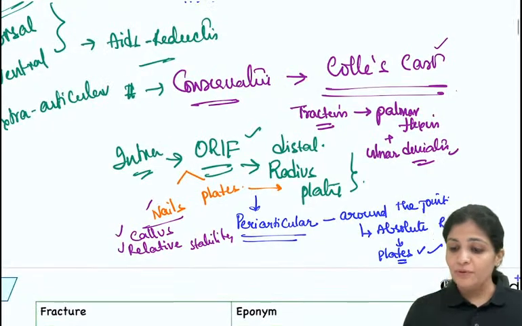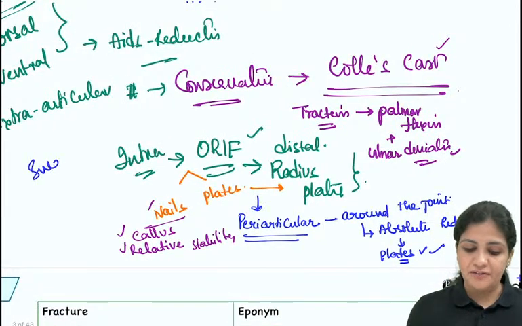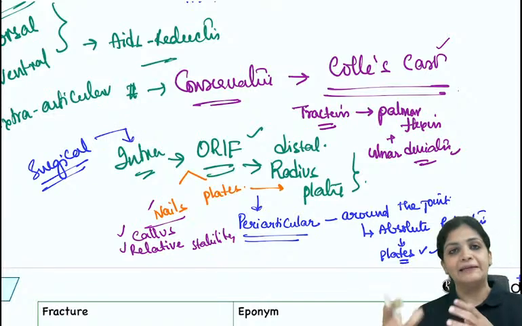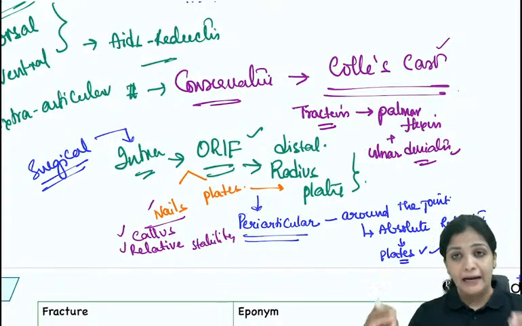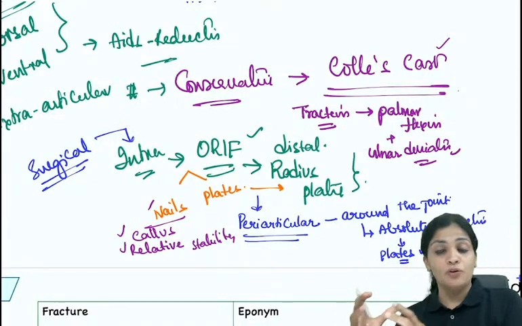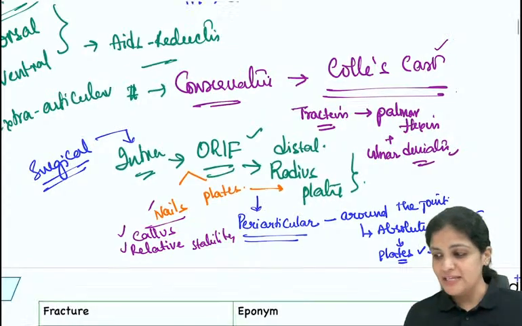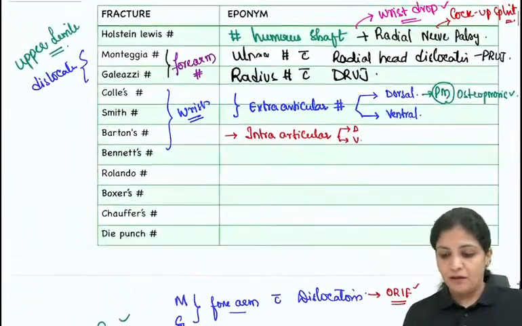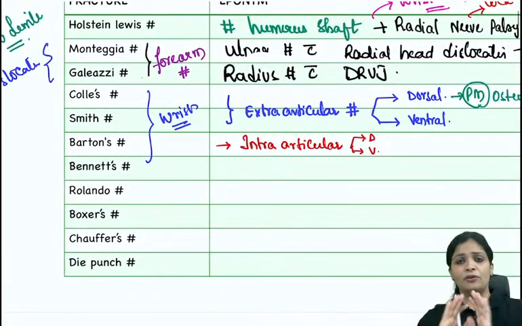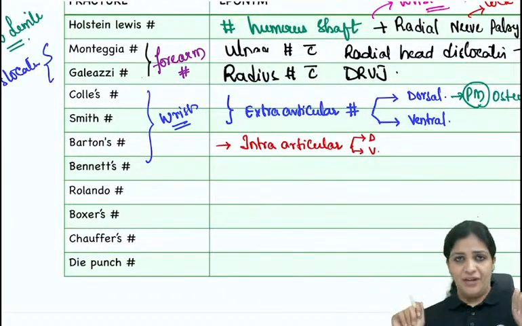Now I'm talking about the surgical treatment. When will we go for surgical treatment? We go whenever it is an intra-articular fracture, a periarticular area. We want to fix it with absolute reduction, so we are opting for radius plating. That completes the whole of your wrist fractures, right?